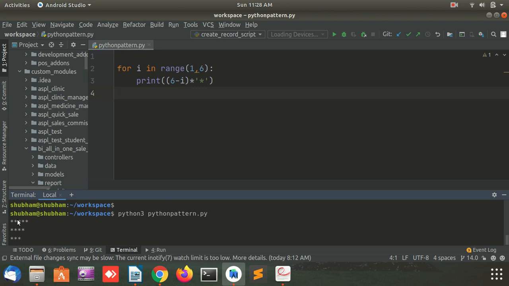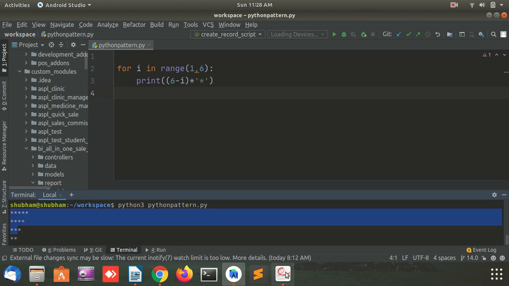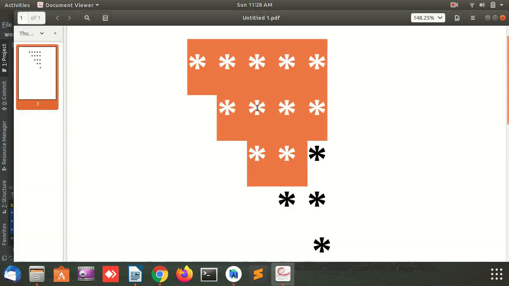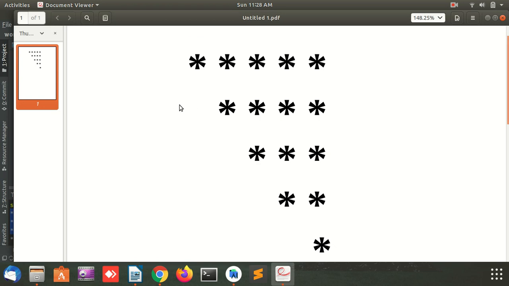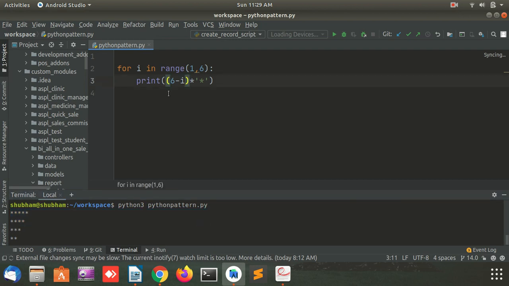Look at this. First 4 times print star, but this output is not valid because we need this pattern. So second time we need a space given here, third time 2 spaces given here, and fourth time 3 spaces given here. So we need to assign one space operation.